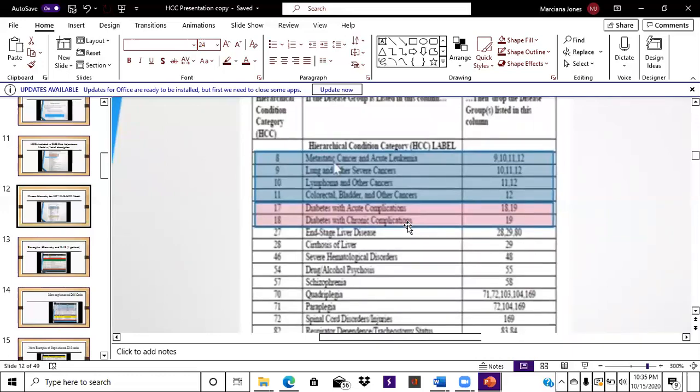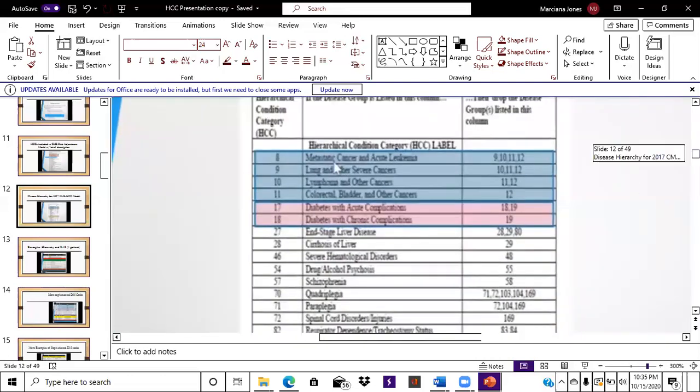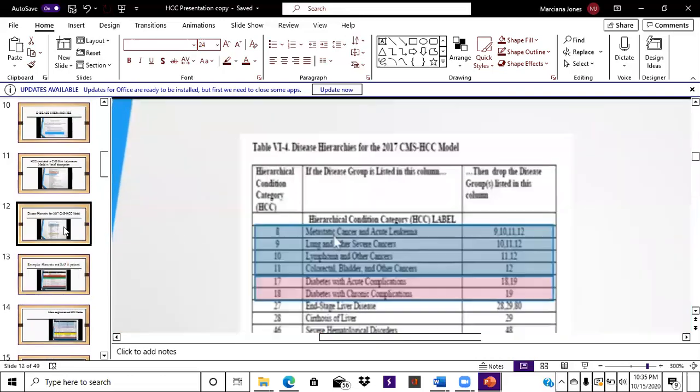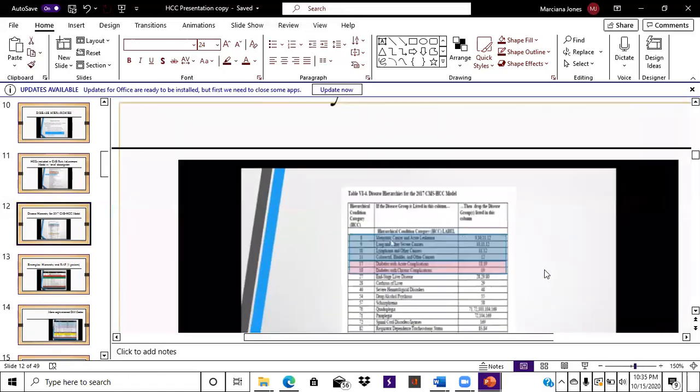Let me show you the title, and let me go up. This will help. Oh, nope, change the slide. So there it is, right here. See where it says the hierarchy condition categories. It says if the disease group is listed in this column, you see metastatic cancers, we just talked about that, and this is the HCC condition category, then the disease group listed in this column.